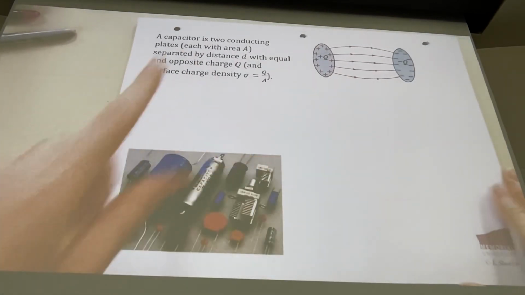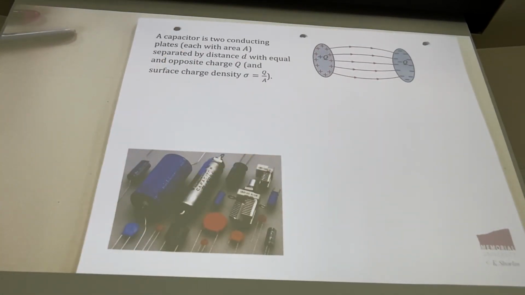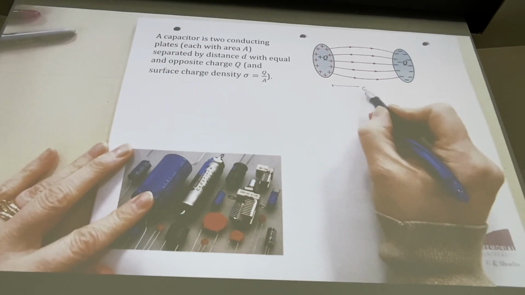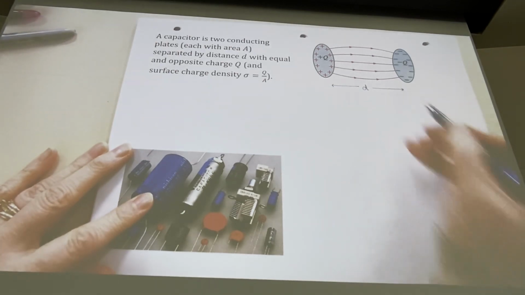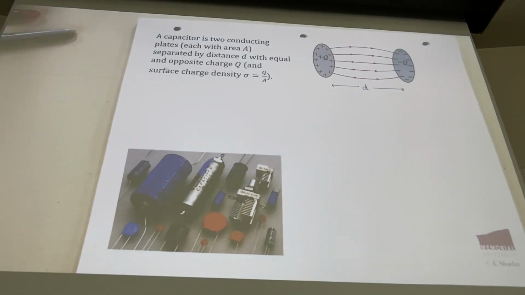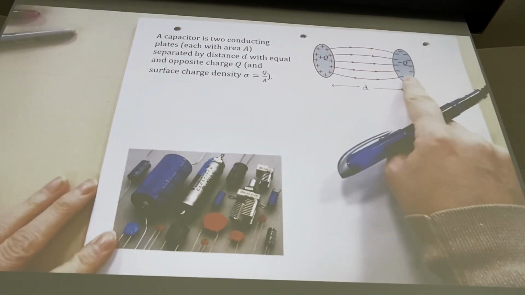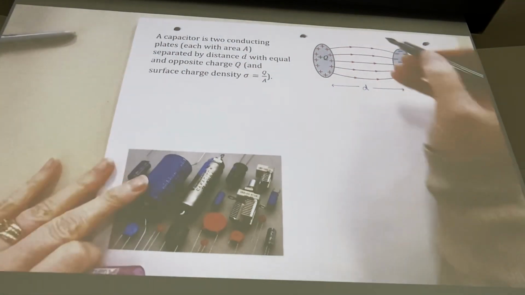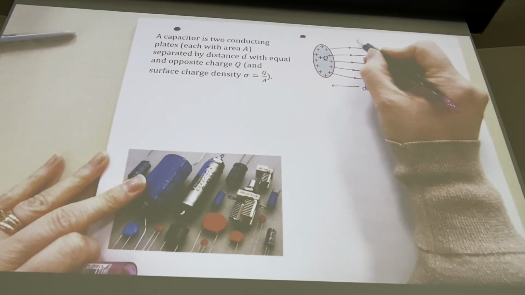So our definition of the capacitor: two conducting plates, each with area A, separated by a distance d. The distance between the two plates is generally given by a lowercase d. The plates always have equal and opposite charge, so one plate is positive, one plate is negative. That charge separation leads to an electric field between the two plates. These lines are the electric field lines.